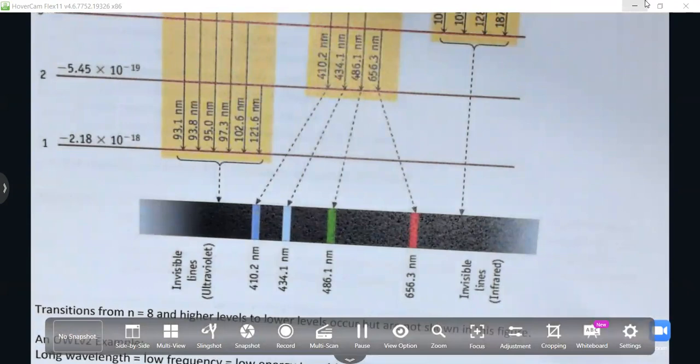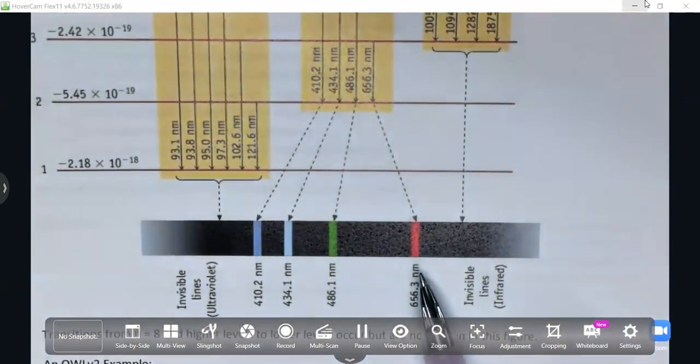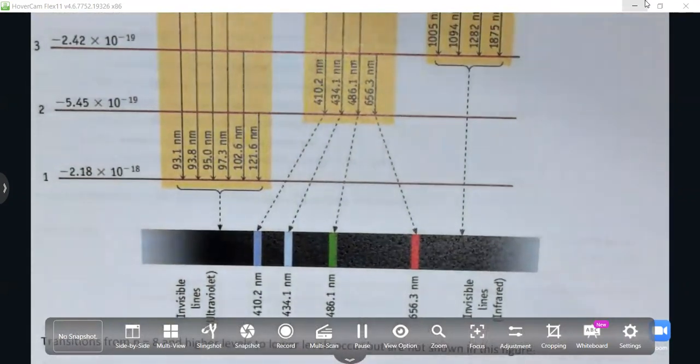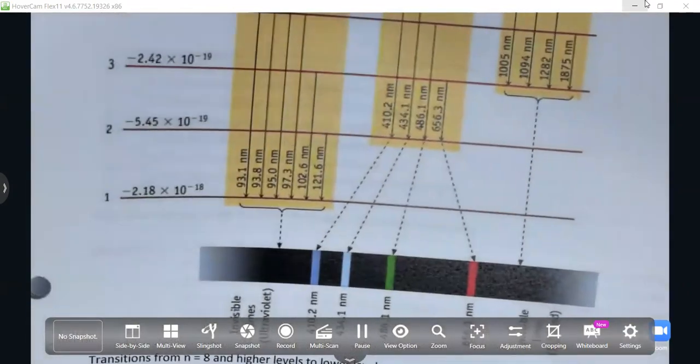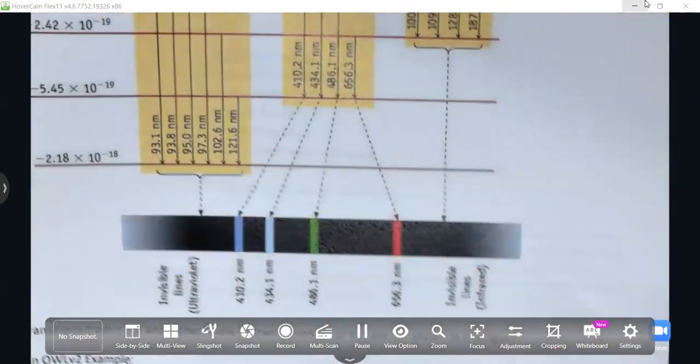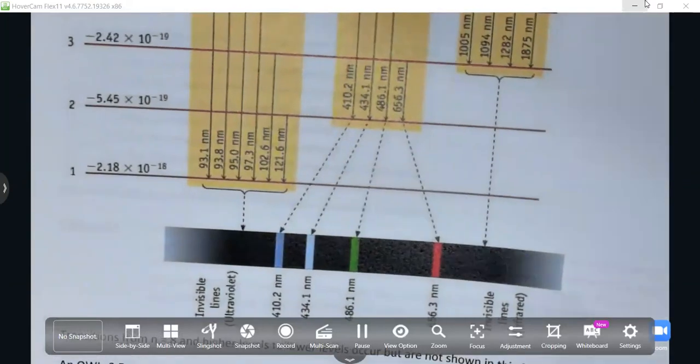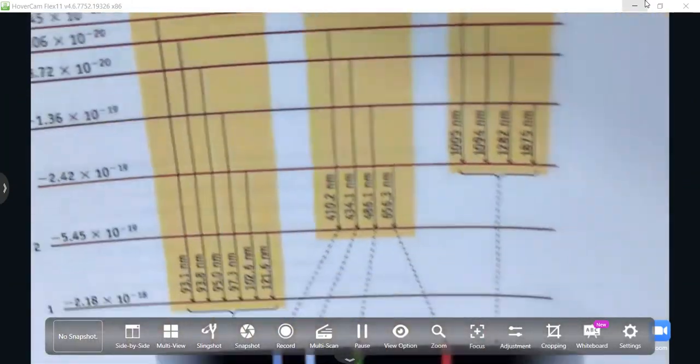And early on, they are seeing these different colors when looking at hydrogen gas through a prism or something that can separate the light, and they're trying to explain that. Now, let's go back to the first page, because we're going to come back to this.